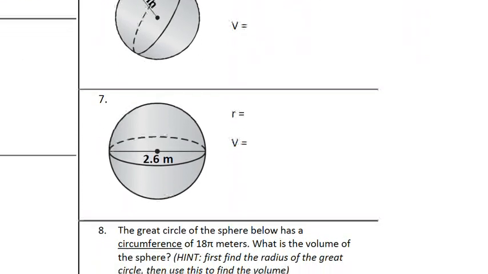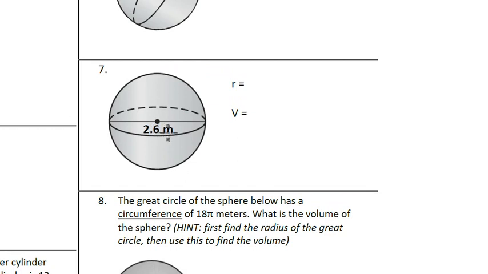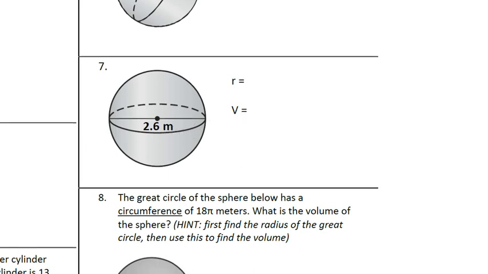Take a look at number 7. Be careful on this one now. This one's a little bit confusing, but 2.6 meters is not the radius because it's right below the center. That means 2.6 meters is the diameter of this sphere. You know what to do to change that to radius.